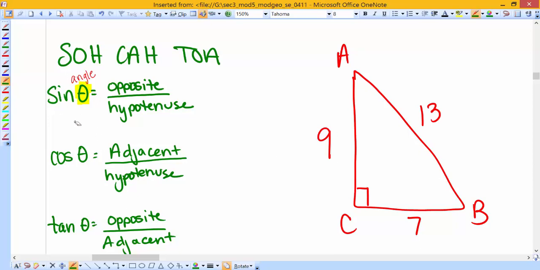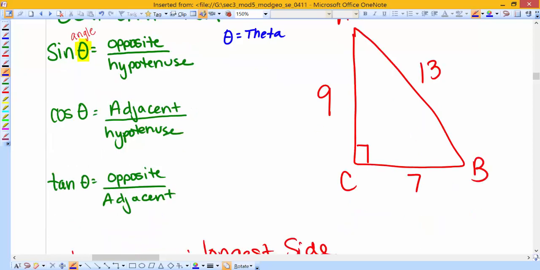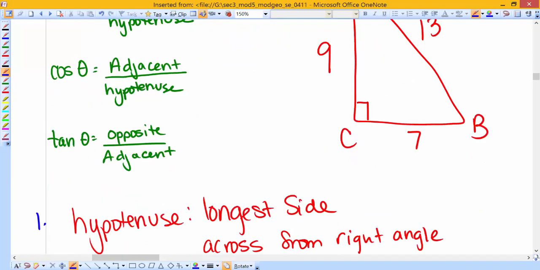Sine, when you're looking for the sine of an angle, and theta, this symbol is the Greek symbol theta. It represents your angle measure. When you want to find sine, whatever angle you're looking for, it's the opposite over hypotenuse. Cosine is adjacent over hypotenuse, and tangent is opposite over adjacent.